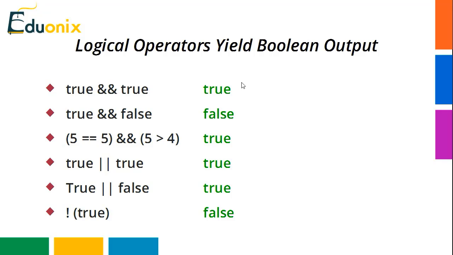So let's have a look at some examples. I gave this one already. True and true gives true. True and false gives false. Here are some comparison operators which yield Booleans. 5 is exactly equal to 5, which is true. 5 greater than 4 is also true. True and true yields true. True or true, as I've just said, yields true. True or false also yields true. Not true is false.